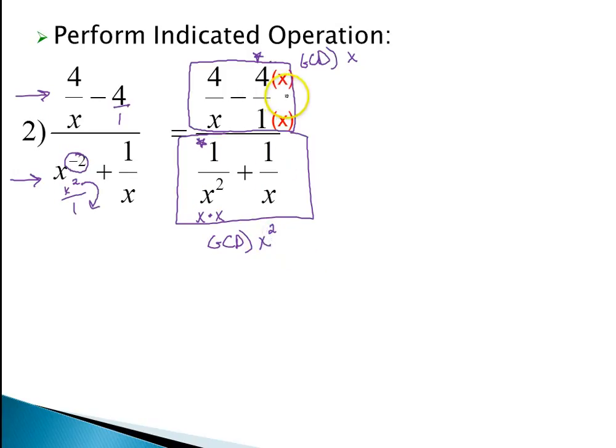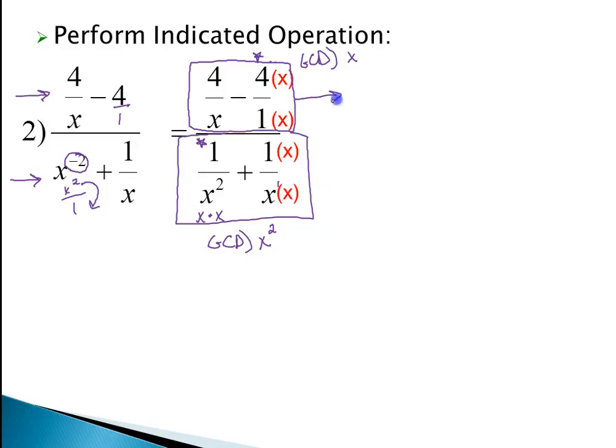So on the top, my greatest common denominator is x, so the left side's good. The right side, we need to multiply by x. On the bottom, my greatest common denominator is x squared. The left's already x squared. The right is x to the first, so we need to multiply that side by x.